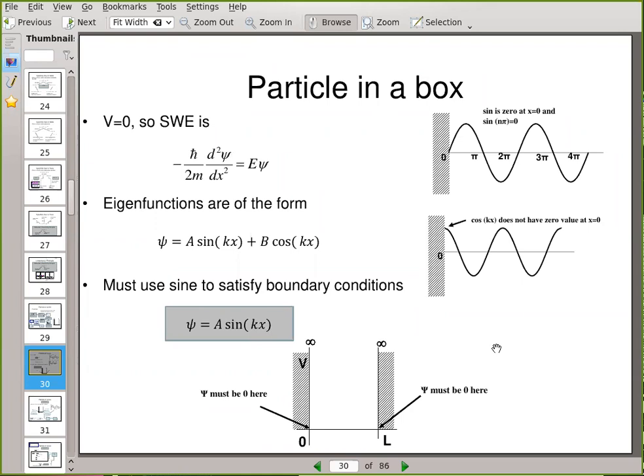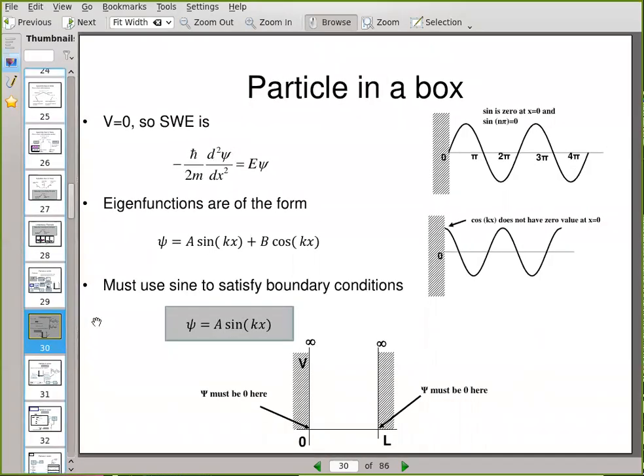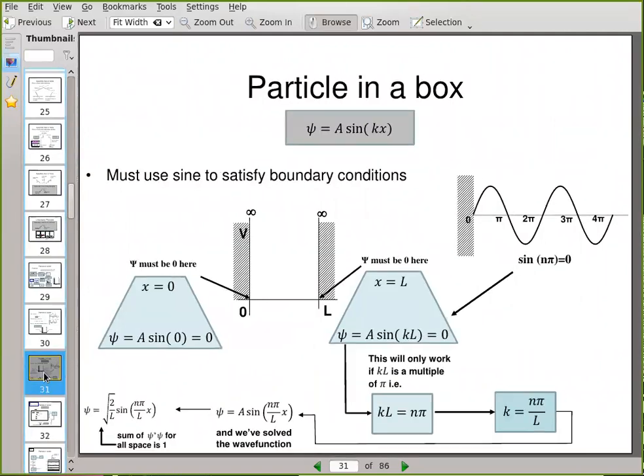We are stuck with sine, and these edges have confined us to not allowing any function that can work as an eigenfunction. We've only got this eigenfunction that satisfies the boundary conditions. So step one, the wave function must be a sine function to satisfy the boundary conditions. Okay, so then the question is, how can we satisfy those boundary conditions? So we've chosen a sine function.